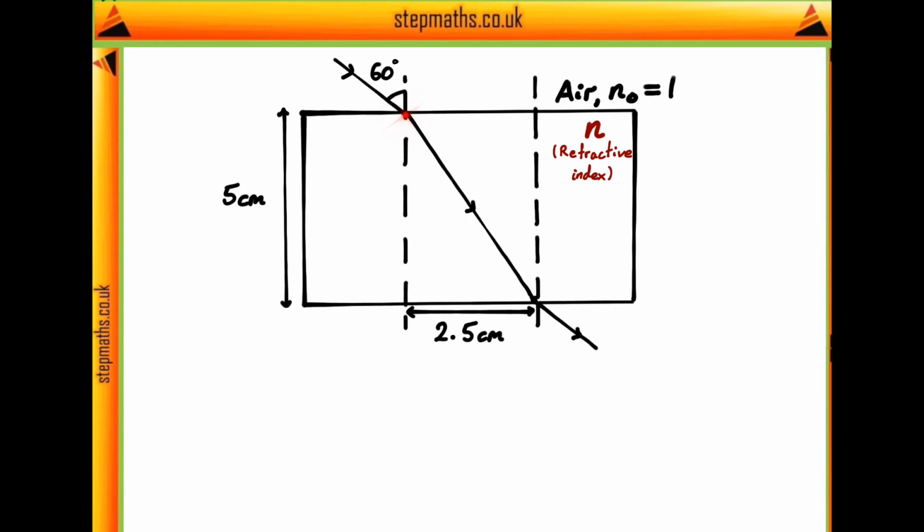Then it's going to travel vertically 5 centimetres and horizontally 2.5 centimetres before emerging out of the other side of the block back into air, which is just going to have a refractive index of 1. So with this information, the question asks us to find n, the refractive index of our block. Now if you'd like to have a go at this question yourself, then please pause the video now, otherwise let's have a go.